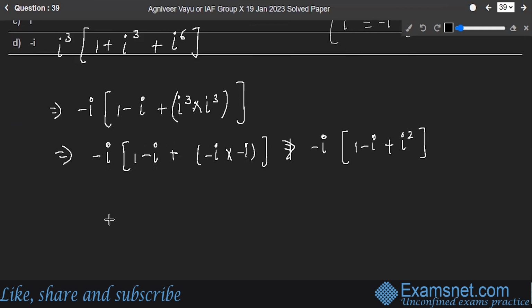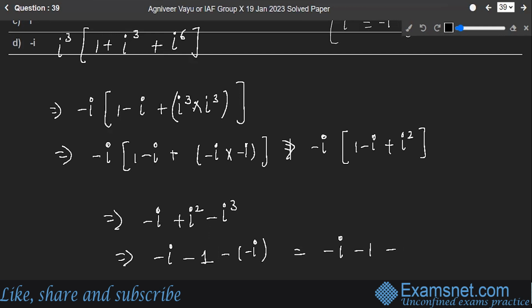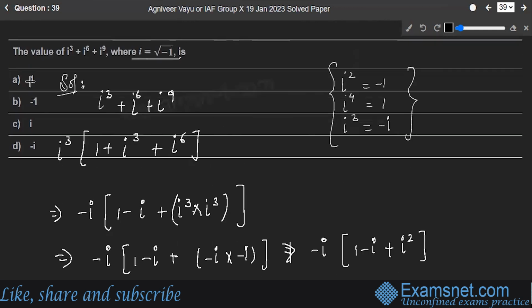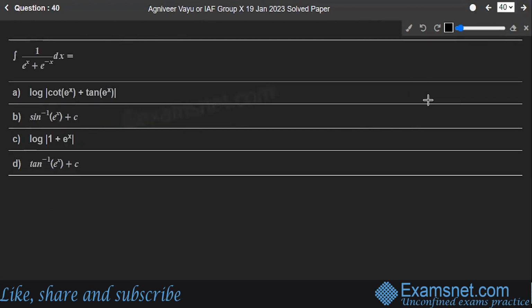Okay. So let's open this. You have minus iota plus iota square minus iota cube. Minus iota, and iota square is equal to -1, and this is equal to minus of minus iota. So this will be minus iota -1 plus iota. These will cancel and you will have -1 as your answer. Okay. That means option B is the correct answer. Hope you understood this.